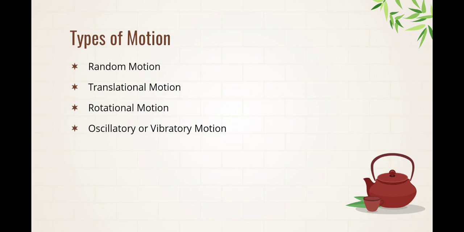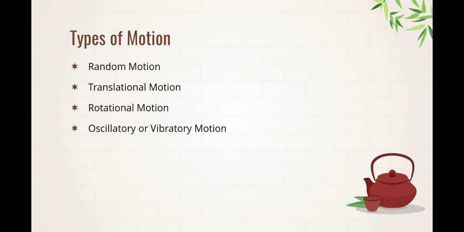An example of translational motion is a car moving from one place to another. An example is maybe a car moving from Lagos to Abuja or Lagos to Abeokuta. While for rotational motion, an example is our fan, the movement of a fan, and also the rotation of the earth about its own axis.